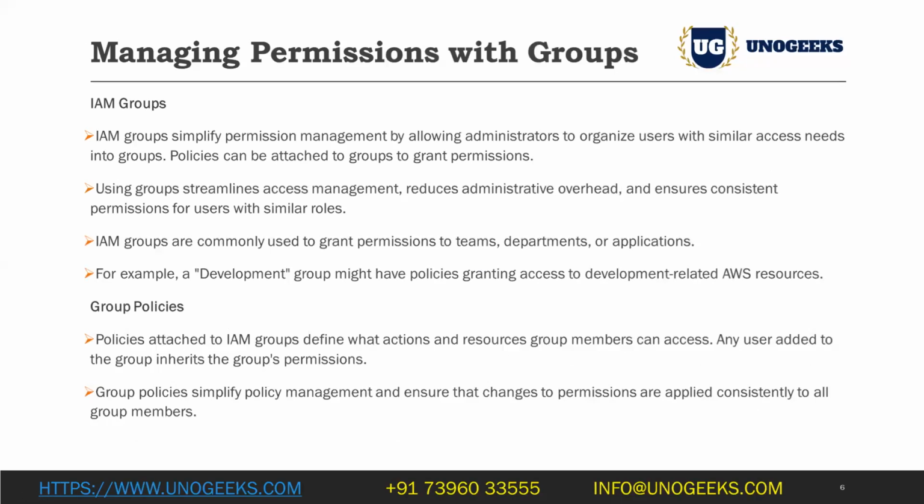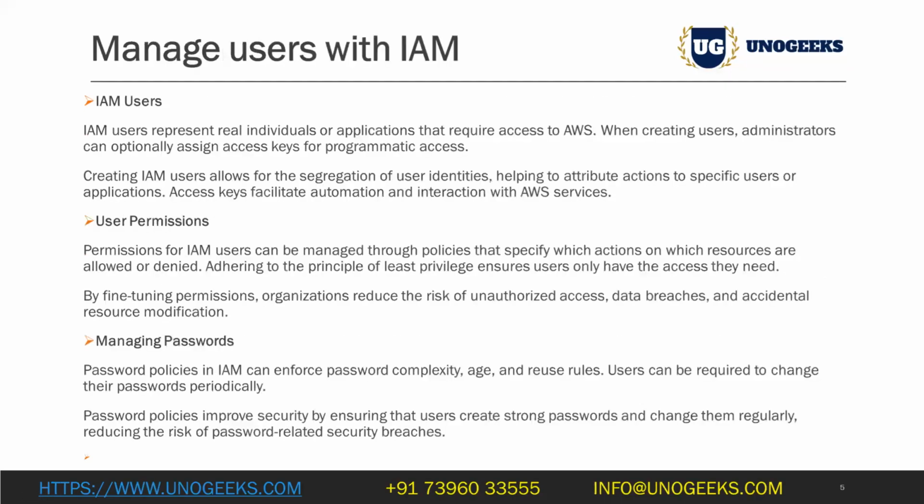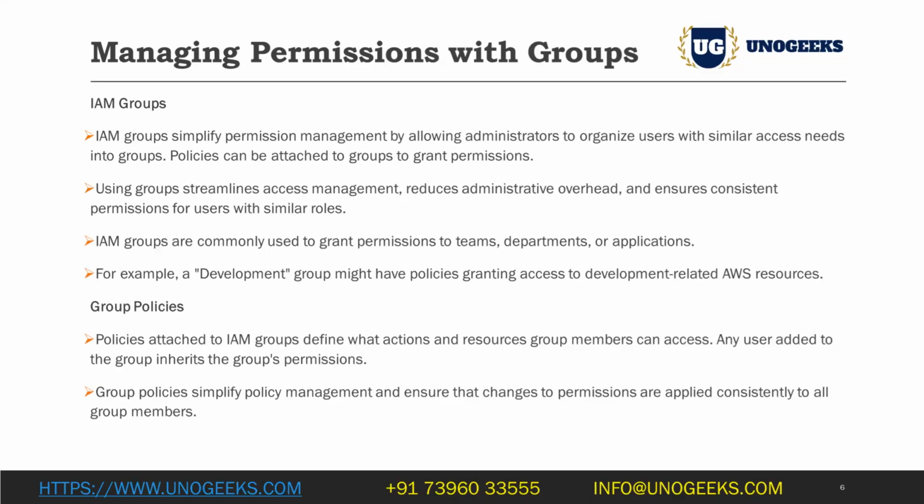As we said, user groups. First we said users, now let's see groups. What is a group? Groups simplify permission management by allowing administrators to organize users with similar access needs into groups. Policies can be attached to the groups to grant permissions. Using groups streamlines access management, reduces administrative overhead, and ensures consistent permissions for users within similar roles. For example, a development group or admin group might have policies granting access to development-related AWS resources, like the admin group gets admin access.